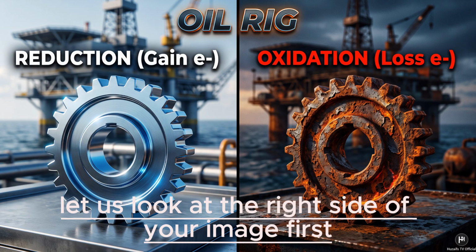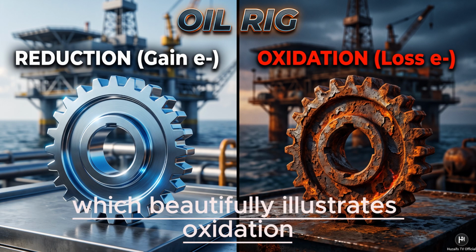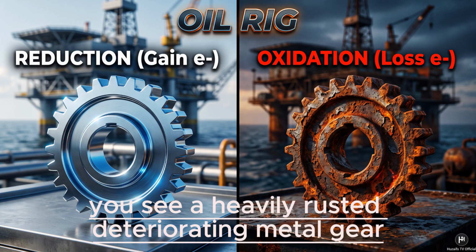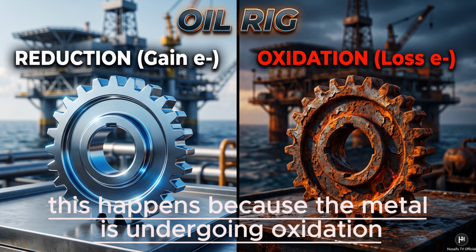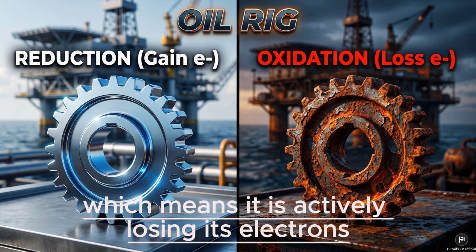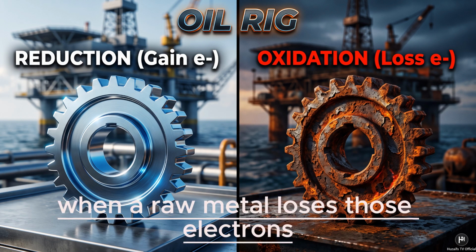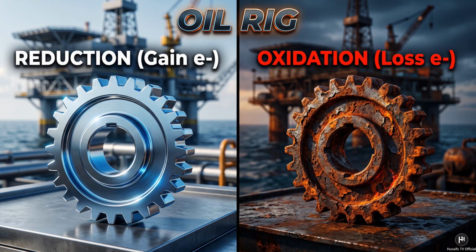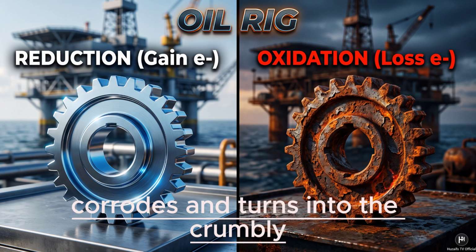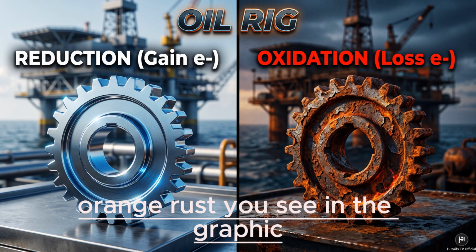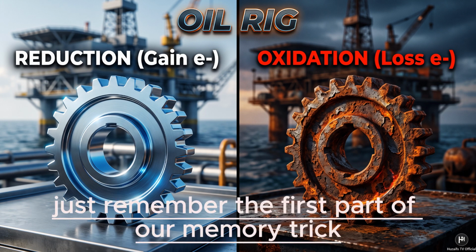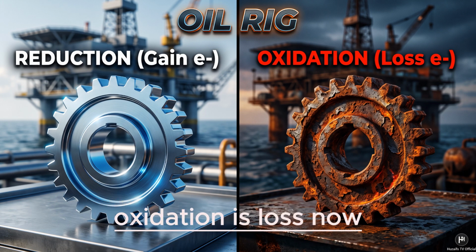Let us look at the right side of your image first, which beautifully illustrates oxidation. You see a heavily rusted, deteriorating metal gear. This happens because the metal is undergoing oxidation, which means it is actively losing its electrons to the oxygen in the environment. When a raw metal loses those electrons, its structure breaks down, corrodes, and turns into the crumbly orange rust you see in the graphic. Just remember the first part of our memory trick: oxidation is loss.